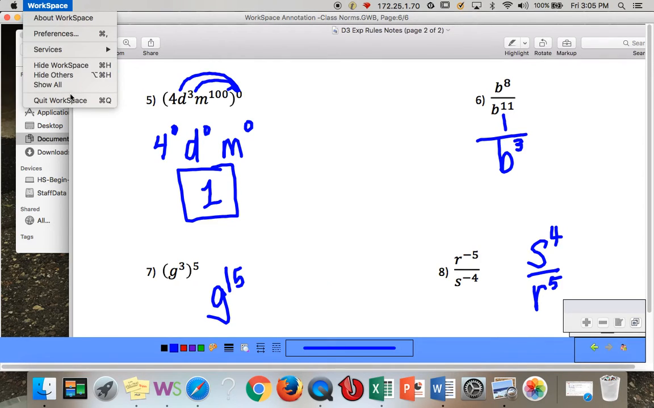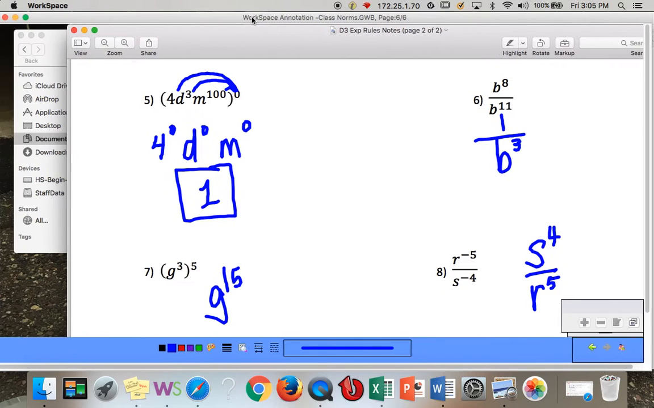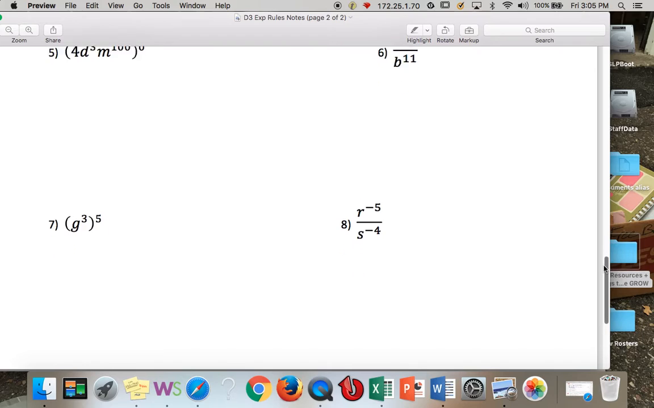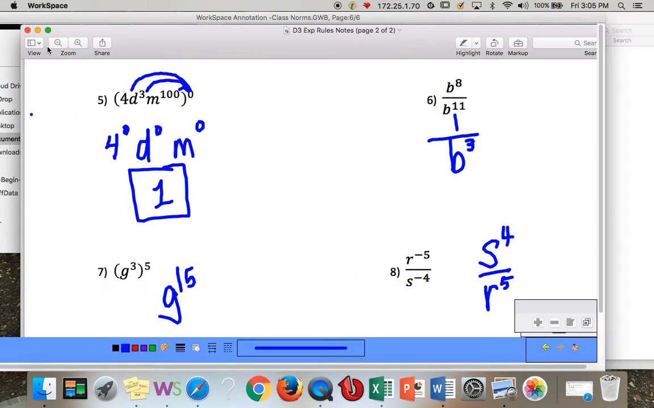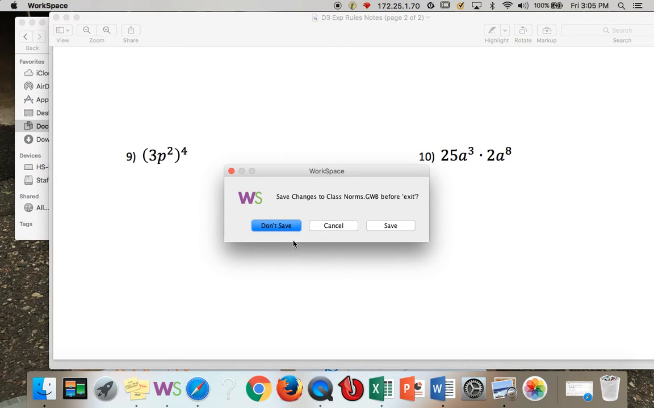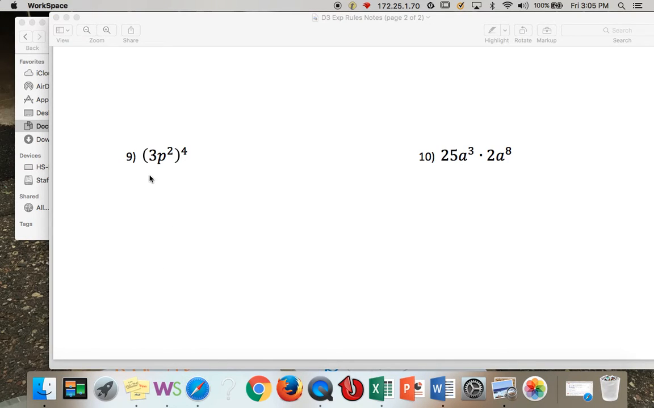Well, now my workspace quit on me. So I'm going to quit this. I can go to my document, I'll do that. And let's go to the very last one. Let's see if I can get this workspace restarted here. All right, the last one, a power to a power.